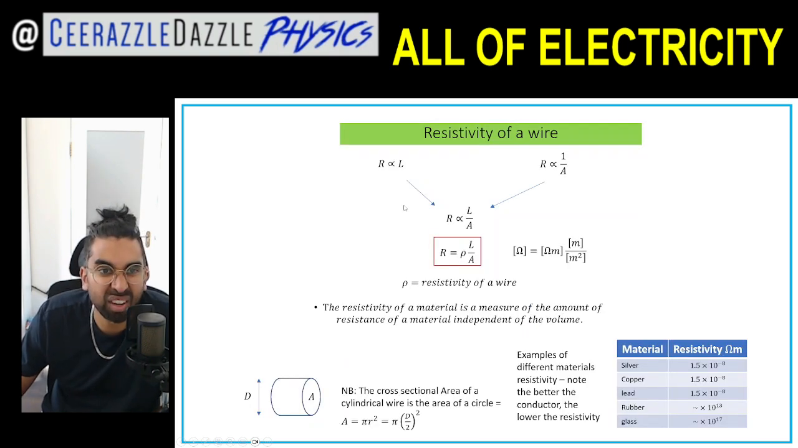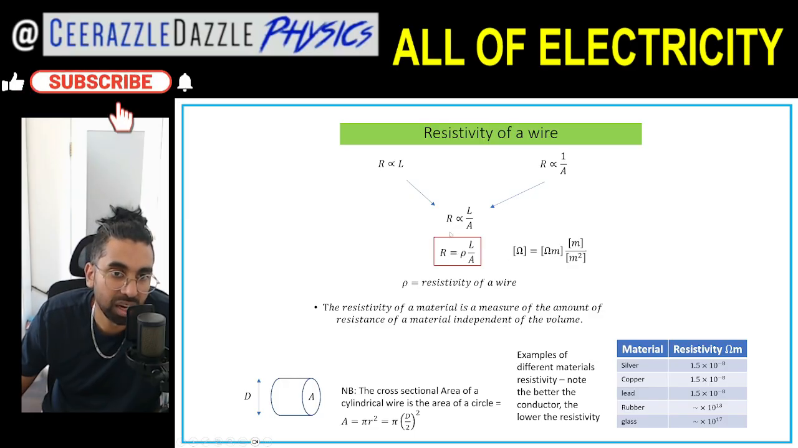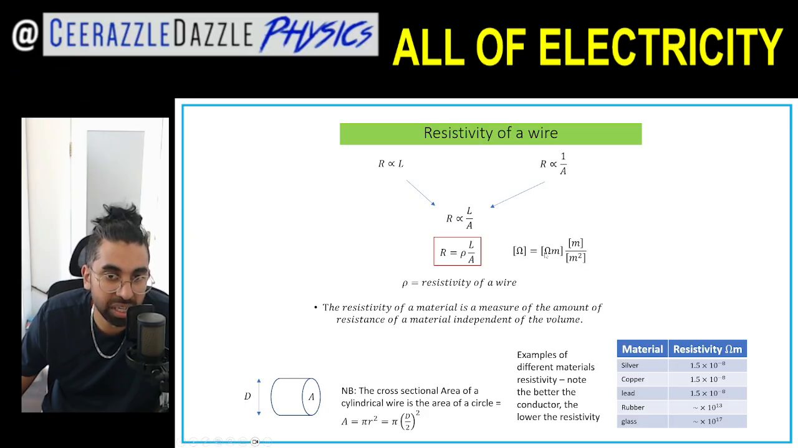Combine them both together: resistance is proportional to length, resistance is proportional to 1 over A. Combine them, R is proportional to L over A. Now, the constant of proportionality is the resistivity of the material. So R is equal to rho L over A, where rho is the resistivity. Now, in terms of the units, R is in ohms, length is in meters, the area is in meters squared, so therefore the units of resistivity are going to be ohm meters.